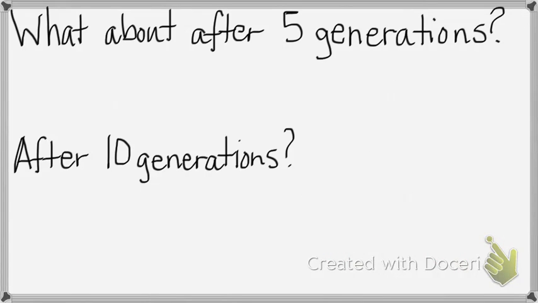So just to make sure everybody got that, if P equals 0.5 and Q equals 0.5 and there's no evolution, what would P and Q be after 5 generations? The same. What about after 10 generations? The same. So if you're obeying Hardy-Weinberg, nothing's changing.